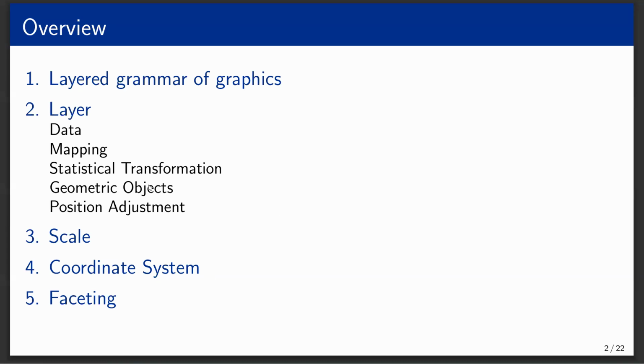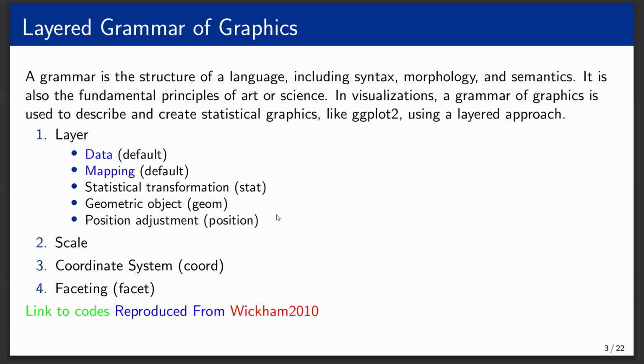And let's go on. What is faceting? Of course, that's the organization of the visual. So let's see. A grammar is a structure of a language, including syntax, morphology, and semantics. It is also the fundamental principle of art or science. In visualizations, the grammar of graphics is used to describe and create statistical graphics like ggplot. We'll talk about R. There is an R component here, but I will do it later. So just focus on the theory part of visualization.